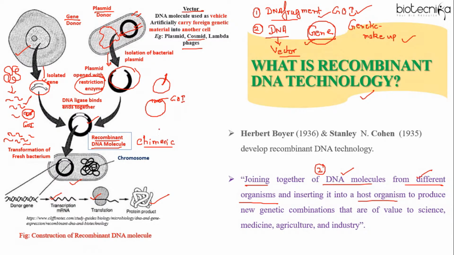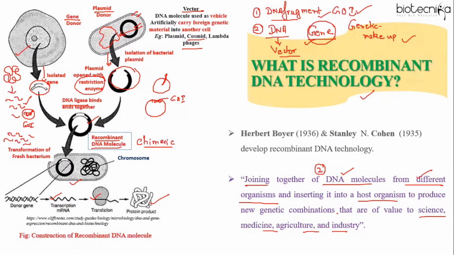So the question arises, why are you preparing this recombinant DNA molecule? Why are we making these new genetic combinations? We are making these new genetic combinations because these are very much valued to science, medicine, agriculture, and industry. We can develop recombinant insulin, and many more things are there, right?